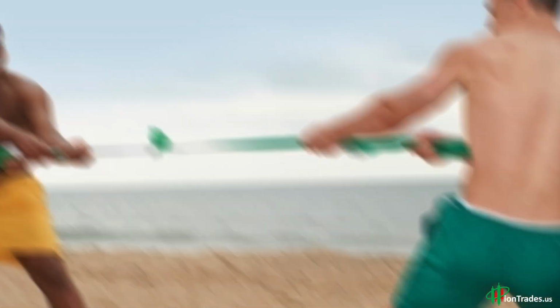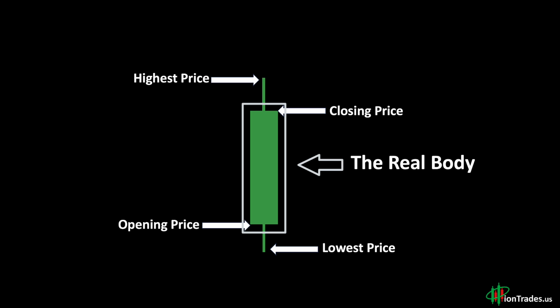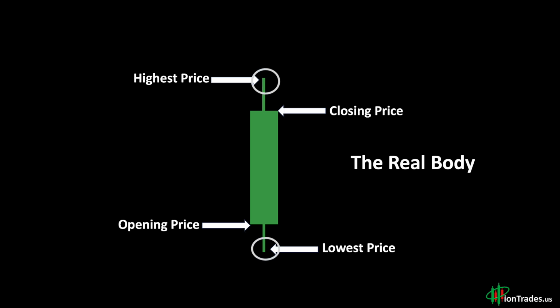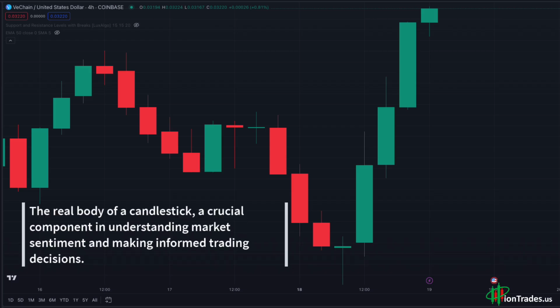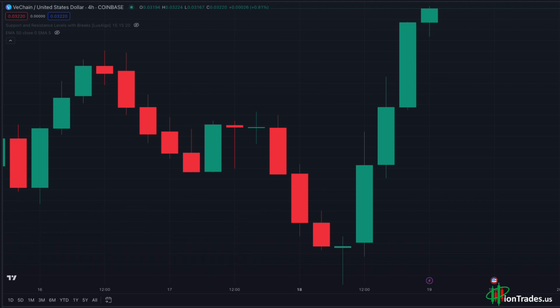Think of it like this: the real body is the range between the opening and closing prices, and the shadows show how far the price swung up or down. The real body of a candlestick is a crucial component in understanding market sentiment and making informed trading decisions.